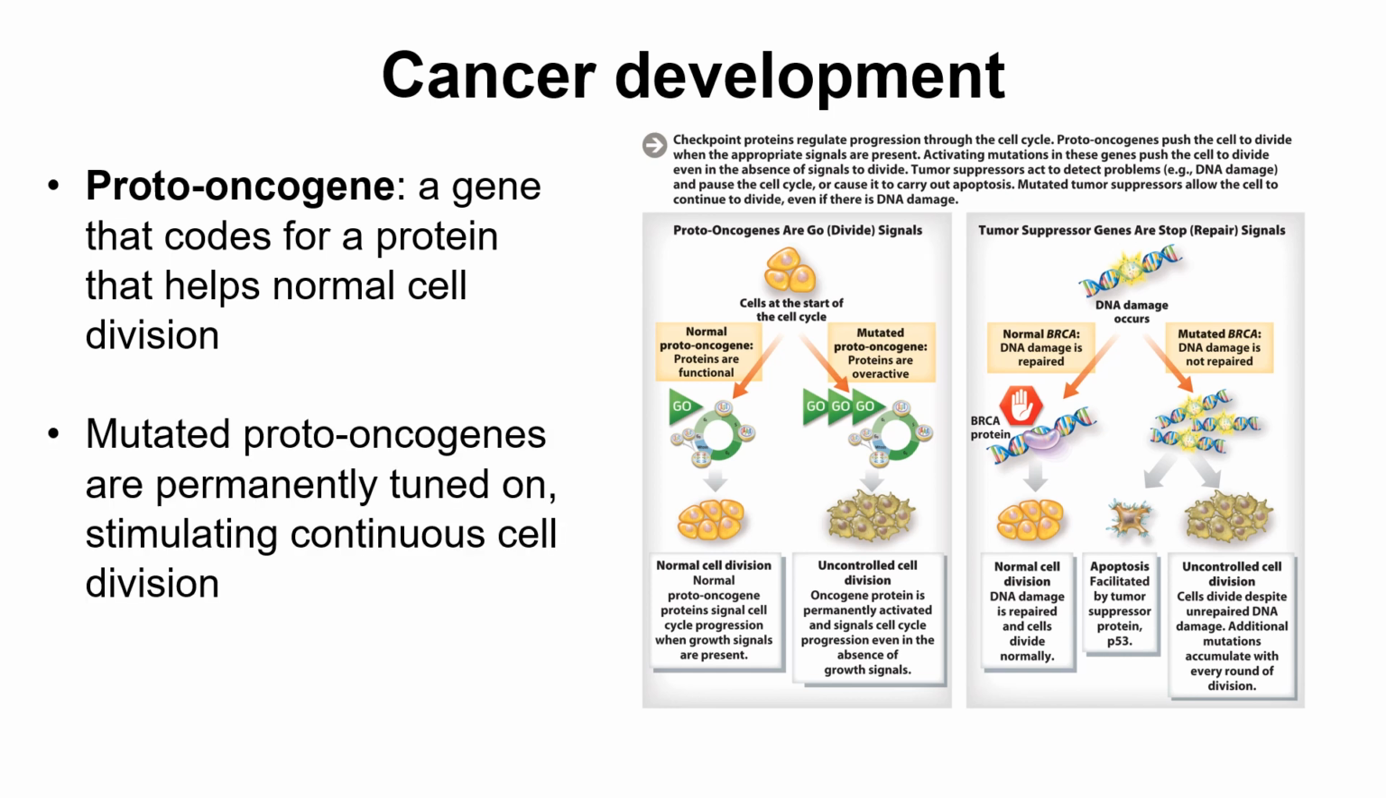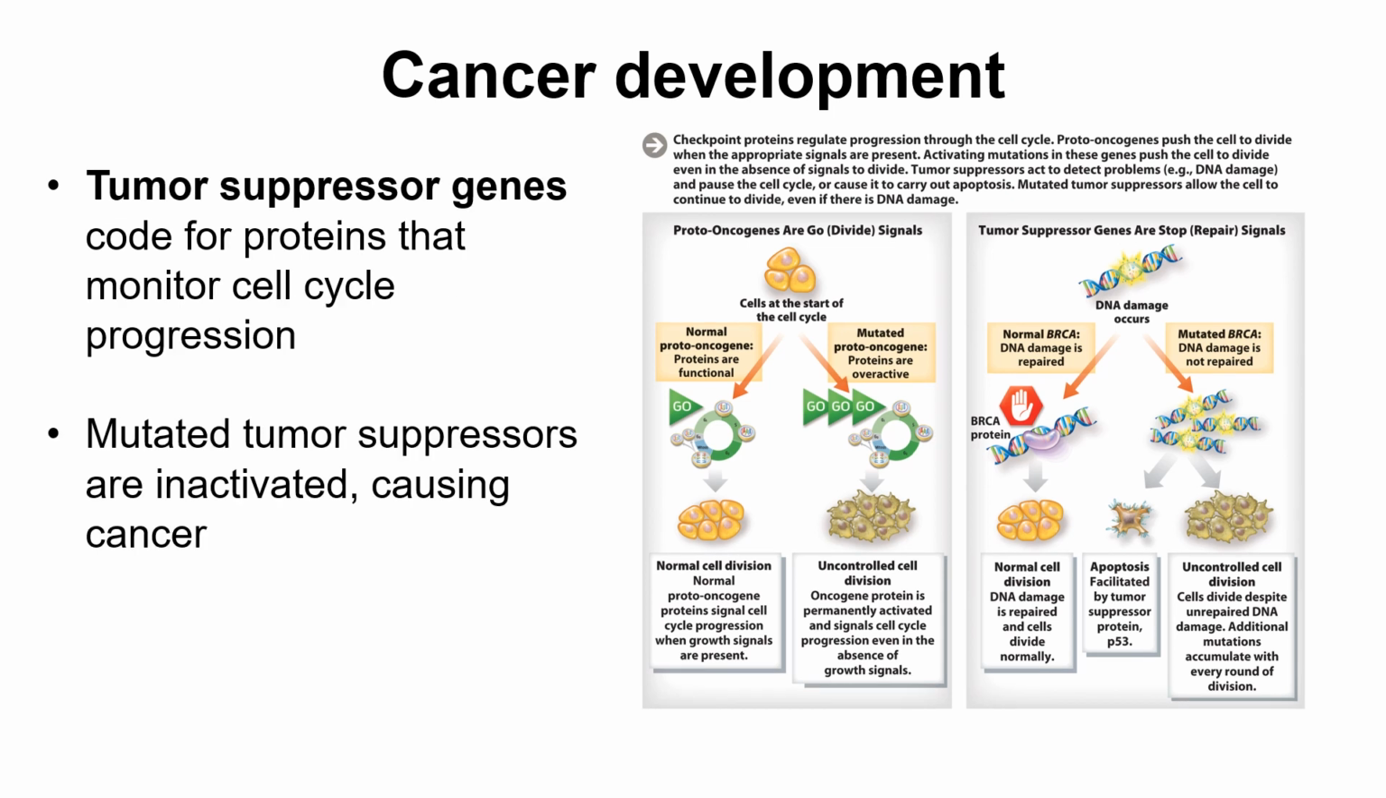A proto-oncogene is a gene that codes for a protein that helps normal cell division. So if you have a mutated proto-oncogene, the signal that tells the cell to go ahead and divide is always going to be turned on, and that means the cell is always going to be thinking, oh, there's a need for me to divide, so I'm going to continue dividing.